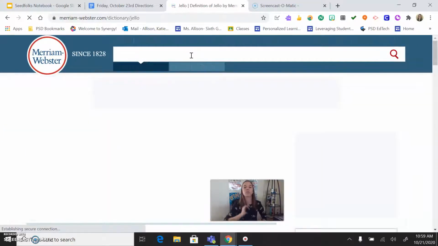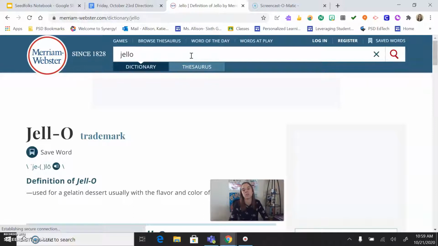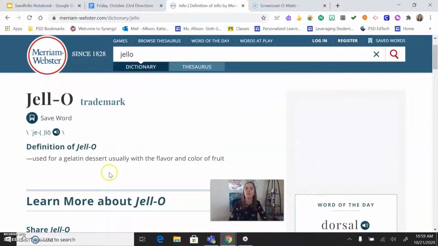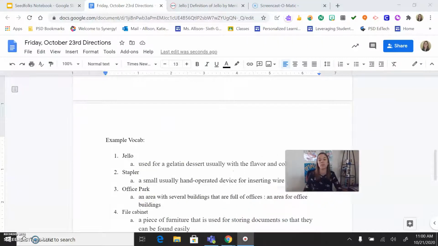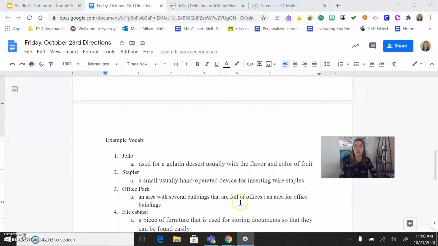If it's a word that's familiar to you, I would use the thesaurus, right? Because you probably already know what it means. If it's one you're not so sure about, I would look it up in the dictionary and then think about which word makes the most sense for my context, okay? So here it's used for gelatin dessert, usually with the flavor and color of fruit. So I put that here, and I would go through each one of my words here, and I would make sure that I have the definition or synonym in there.